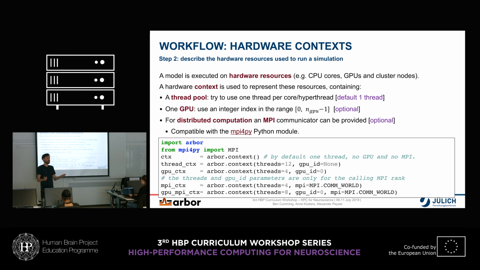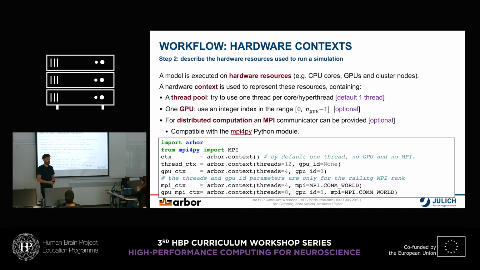Because when we run a model, we might be running it on a laptop, like on my laptop here, which has got 2 cores. So I'm just going to be using 2 threads, or 2 cores, to do the computation. I might be running it on my desktop PC at work, which has got 4 cores and a GPU. So I might want to say, I want to run this model on 3 of those cores and using the GPU.